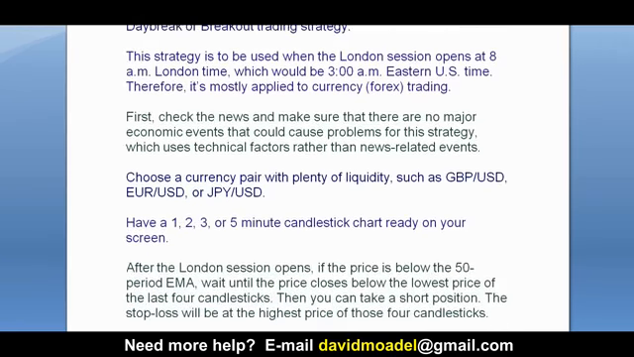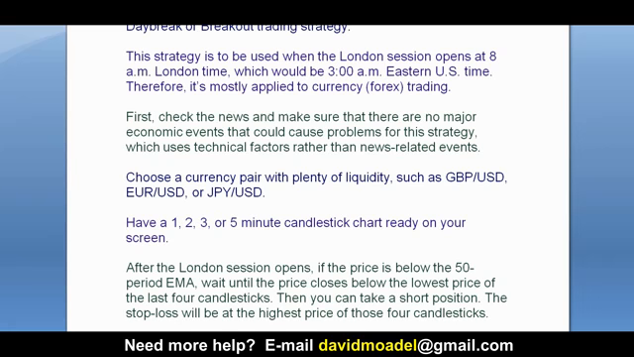So this strategy is to be used when the London session opens at 8 o'clock a.m. London time, which would be 3 o'clock in the morning Eastern U.S. time. Therefore, it's mostly applied to currency or forex trading because it's at a time when the New York Stock Exchange and the NASDAQ exchange are not open in the United States. But I'll mention later that this strategy can be modified to New York Stock Exchange stocks or the NASDAQ stocks. You would just have to modify it, okay? So you can apply this to stocks and things like that.